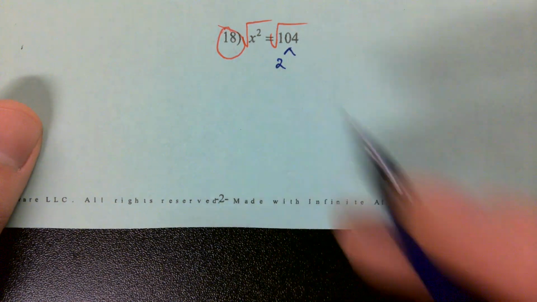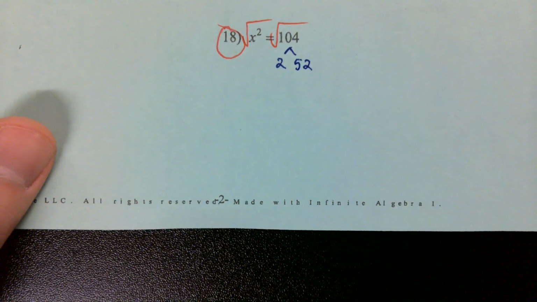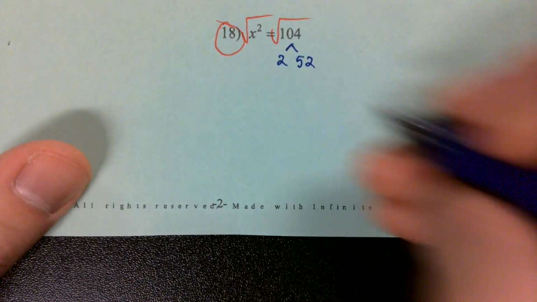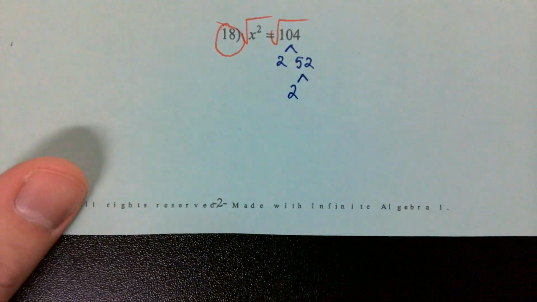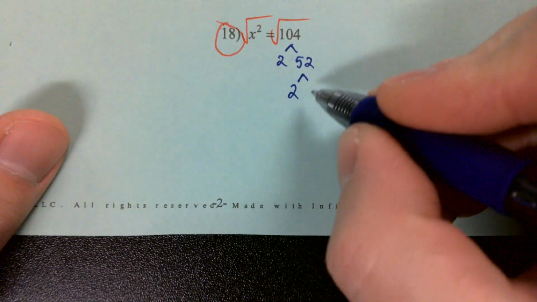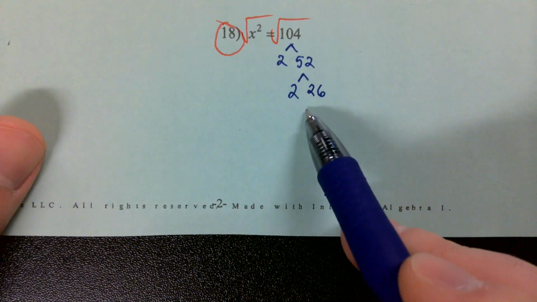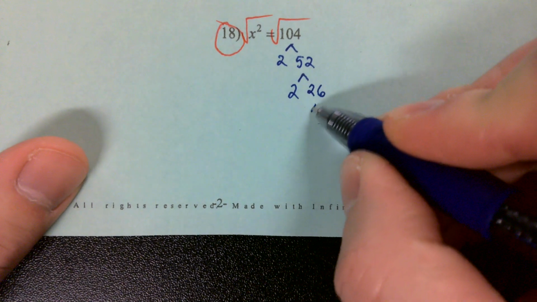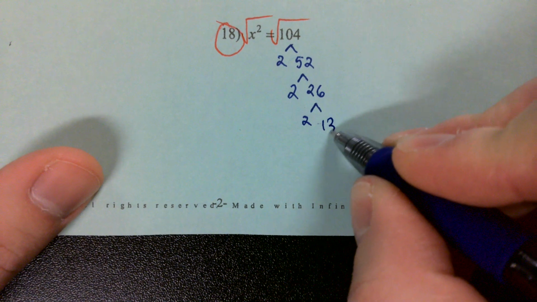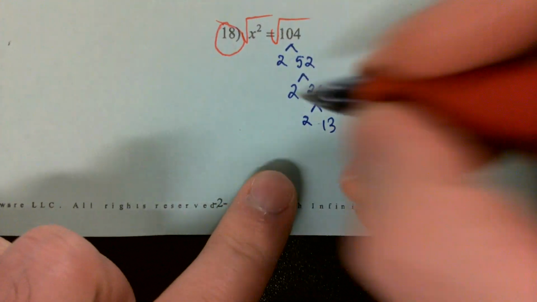How many times would 2 go into 104? 52 times. Hey, look at that. 52, another weird number, but it's even. I can cut it in half again and divide by 2. How many times would 2 go into 52? 26. Perfect. Another weird number I'm not used to seeing all the time, but it's even. So I'm going to cut it in half again. How many times would 2 go into 26? 13. What type of number is 13? Starts with a P. Prime. So we can't split it up anymore.